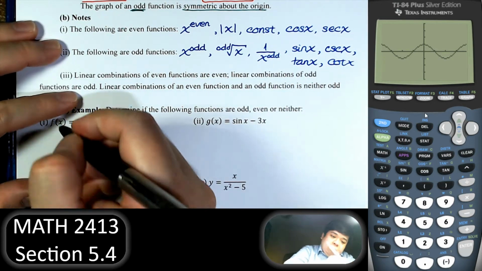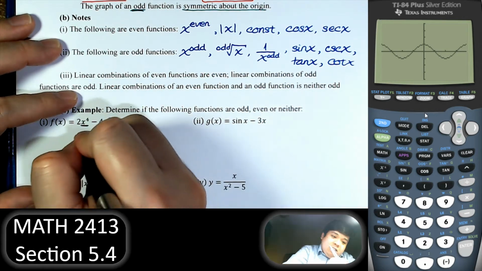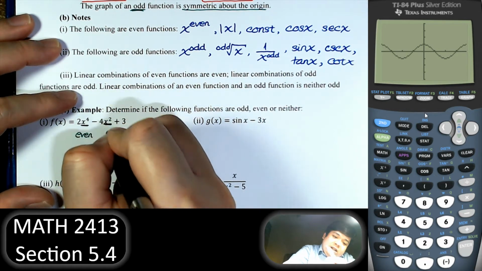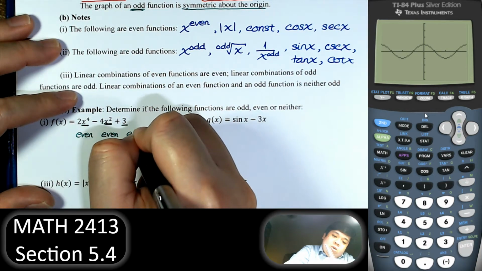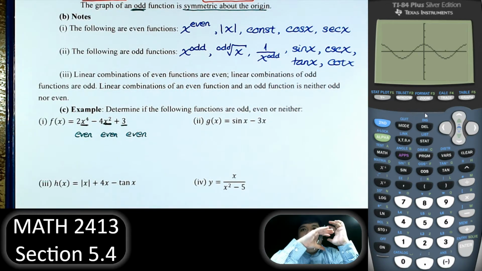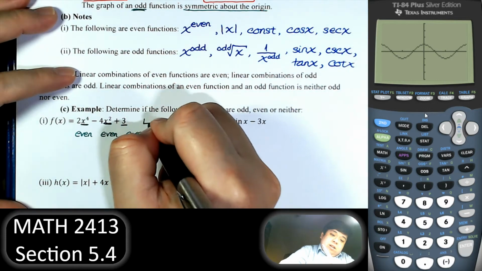For example, x to the 4th, that one is even, right? x squared is even. 3 is a constant, which is also even. Now, these single terms, all of them are even, so we say the whole function is even.